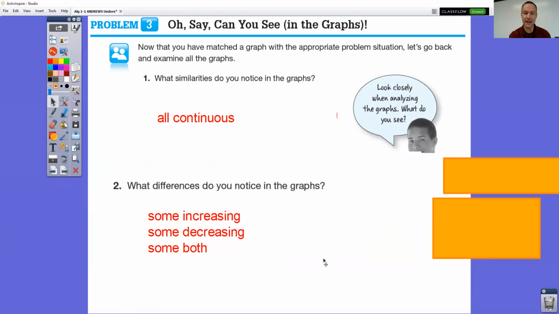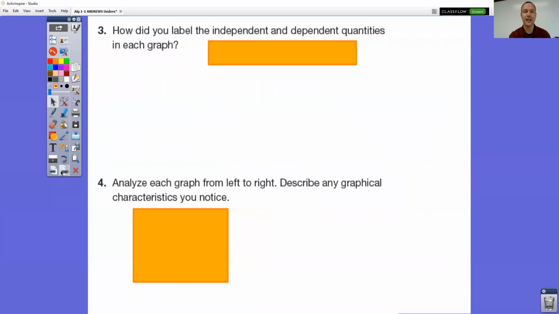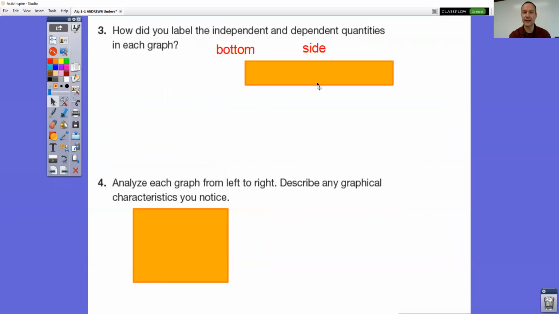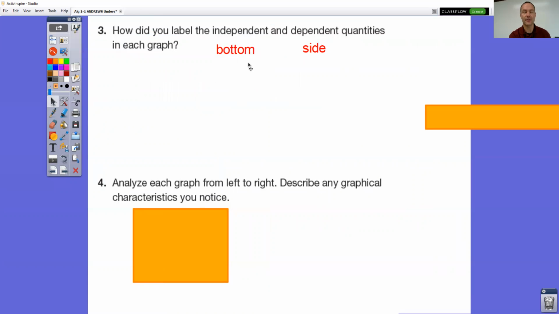What are some differences that you notice? Well, some graphs went up, some graphs went down, some graphs did both. How did you label the independent and dependent? All right, the independent is always at the bottom. The dependent is always at the side. Remember, your time is always at the bottom.